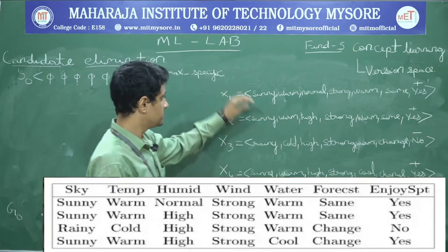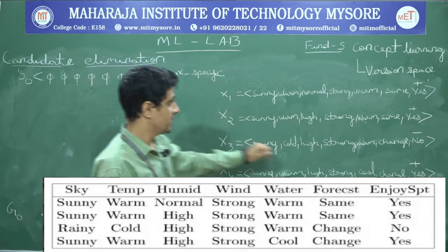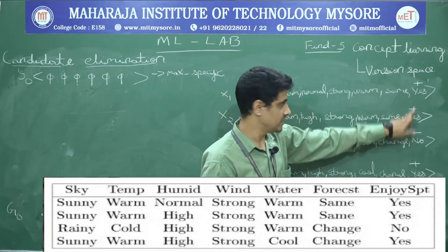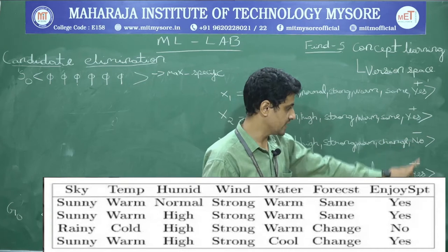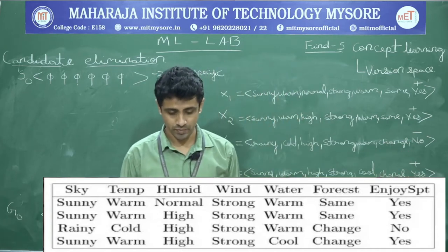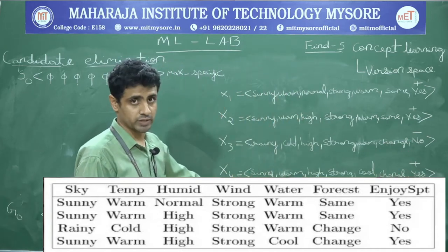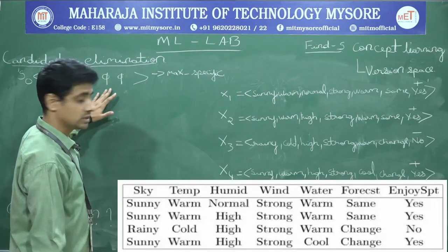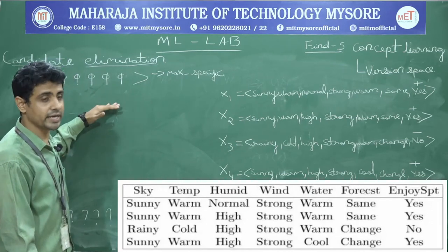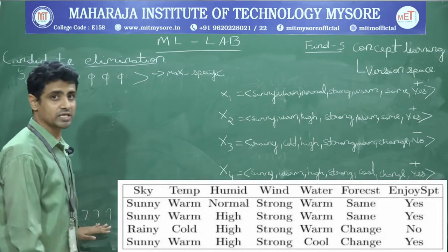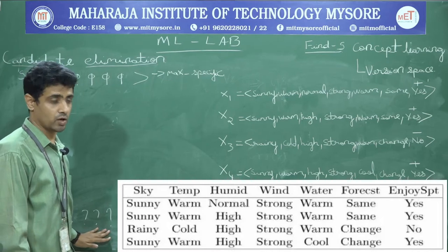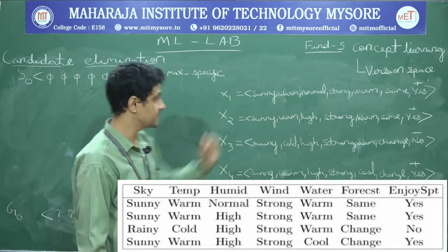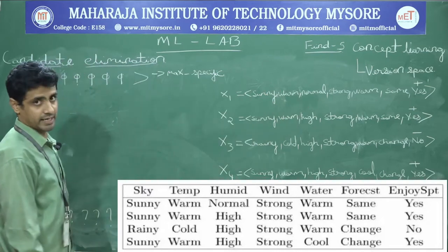I have taken 4 examples, wherein the first 2 are positive, meaning the game can be played, the third one is negative, and the fourth one is positive. This is the example I am going to use to develop the boundaries, the specific as well as the generalized boundary. Hope you understood what concept learning and the version space are, and I am coming to the candidate elimination.